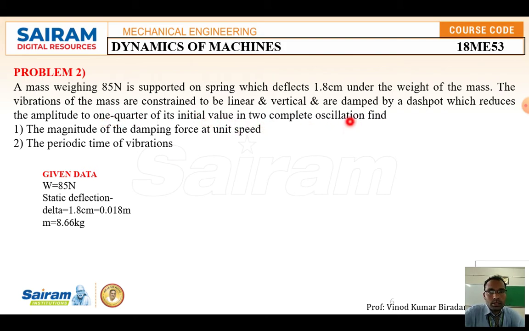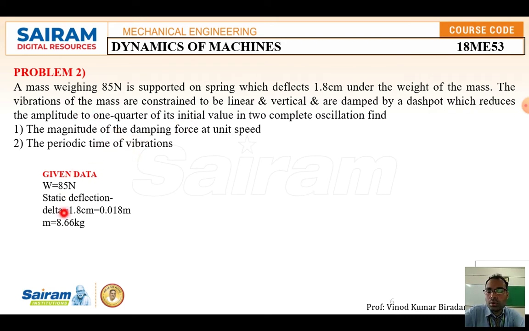So here the amplitude is going to reduce to 1/4. Then you need to calculate the magnitude of the damping force, that is Fd, at constant speed, and the periodic time of the vibration. These are the two quantities you need to calculate with the help of this given data. Consider the same spring mass damper system, where after one oscillation the amplitude decreases to 1/4 of the initial value. With the help of that, find the magnitude of the damping force and the periodic time of the vibration.